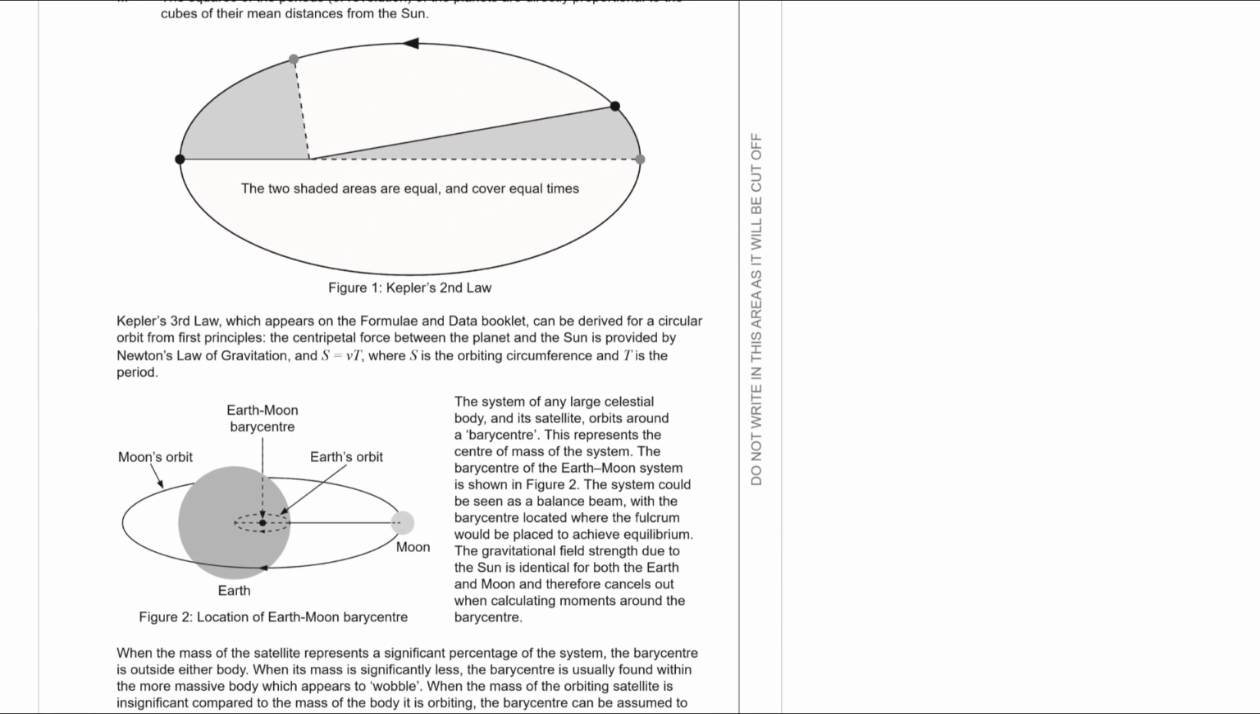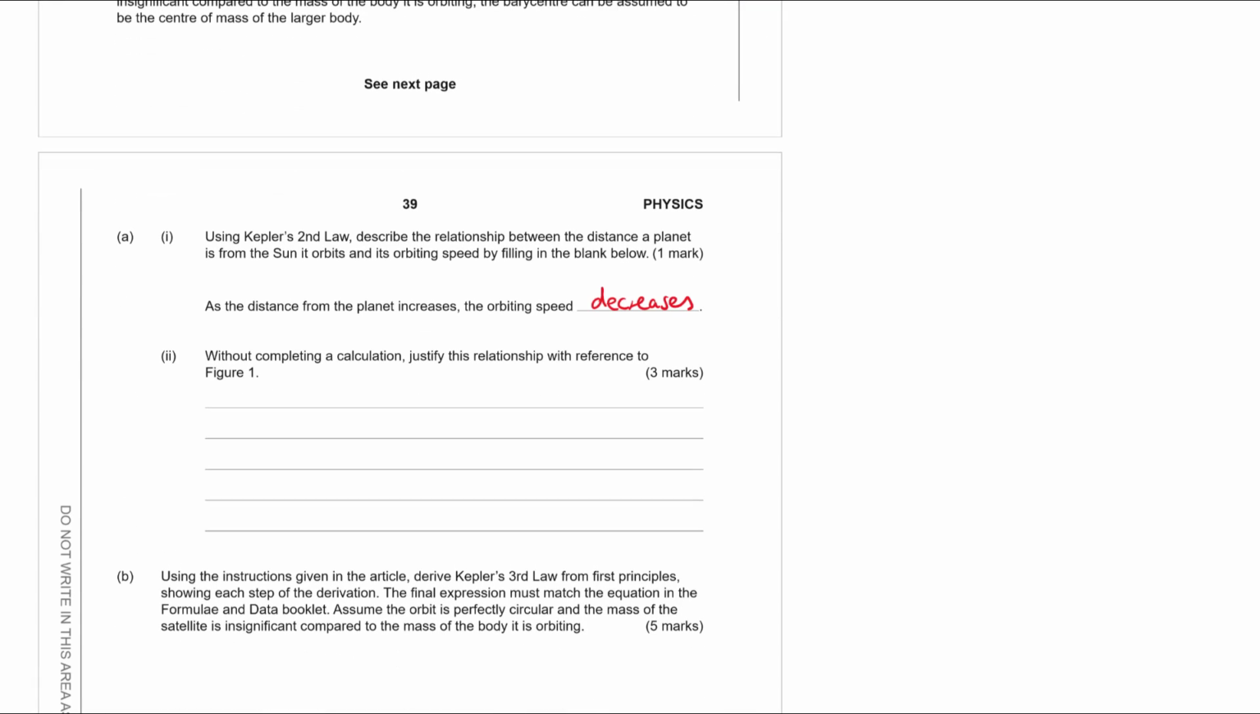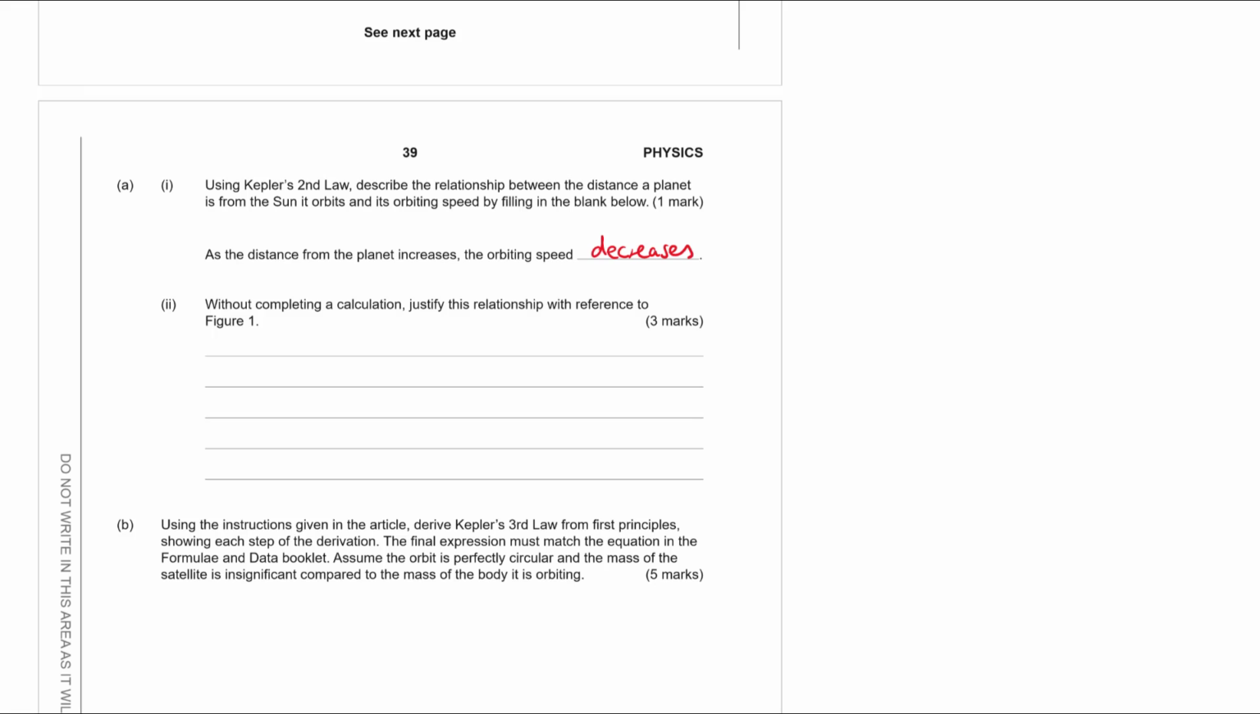So if we come up to the top here, we've got a little image that has Kepler's second law written on it. And then the information given is that the two shaded areas are equal and cover equal times. That's the important thing, equal times. So if we have a planet that's close to the sun here, then you can see that it travels this much distance in the same amount of time. If it was over here, it would only travel this much distance. So as the distance is further away, the velocity will decrease because it's covering less distance in the same amount of time.